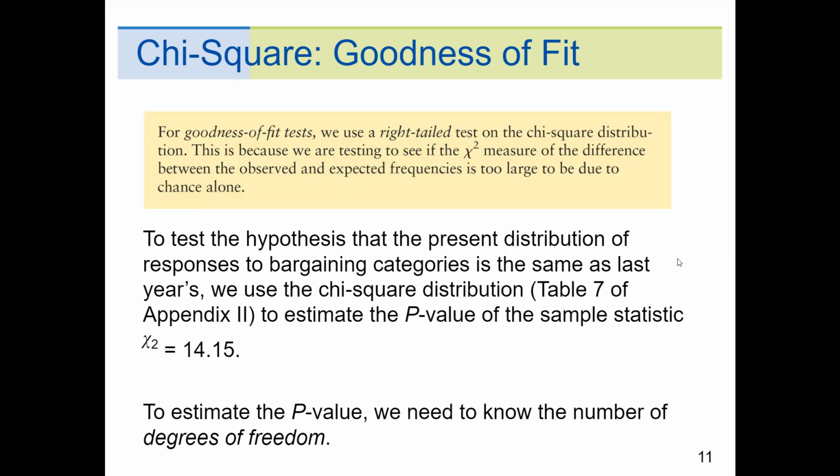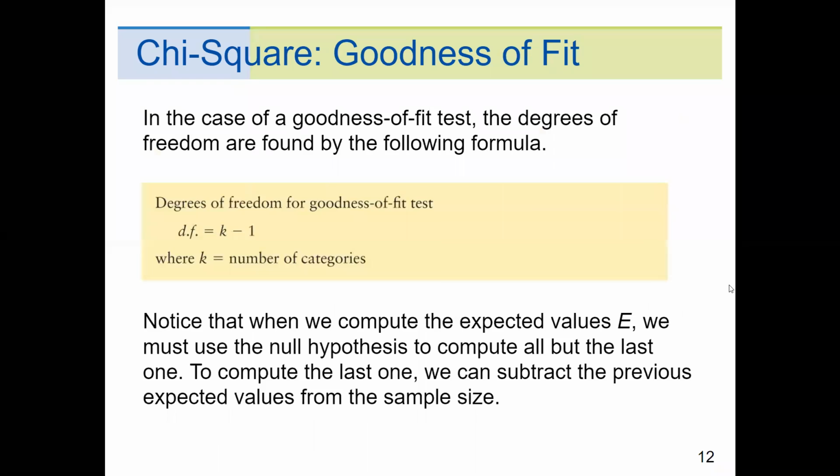This is because we are testing to see if the chi-squared measure of the difference between the observed and expected frequencies is too large to be due to chance alone. To test the hypothesis that the present distribution of responses to bargaining categories is the same as last year's, we use the chi-square distribution, table 7 of appendix 2, to estimate the p-value of the sample statistic 14.15. To estimate the p-value, we need to know the number of degrees of freedom. In the case of a goodness of fit test, the degrees of freedom are found by the following: the number of categories minus 1.